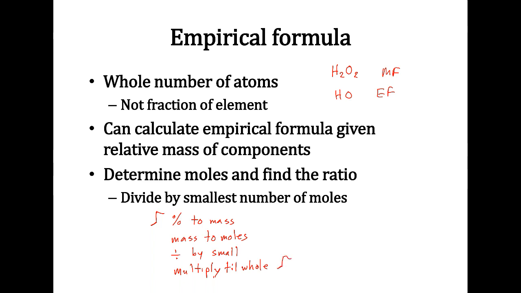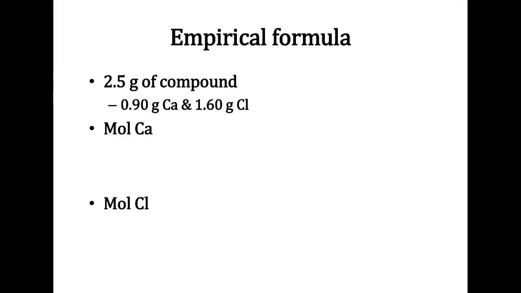All right, so let's go ahead and try to practice this. In this particular example, we have 2.5 grams of a compound, and we have determined that 0.9 grams of this compound is calcium, and 1.6 grams of this compound is chlorine. So what we need to do is calculate the moles of each so we can figure out the ratio that these combine in. Let's go ahead and try that.